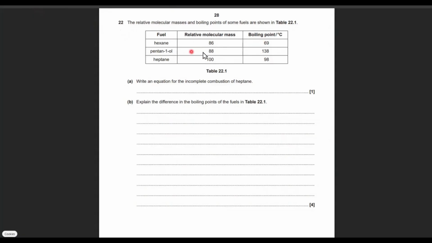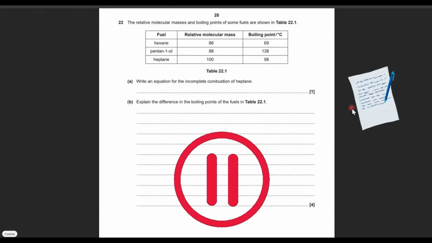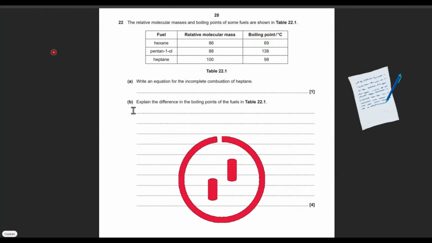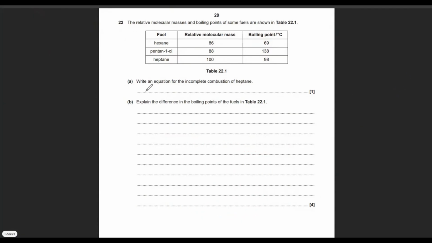The relative molecular masses and boiling points of some fuels are shown in table 22.1. We've got hexane, pentane, 1-ol, and heptane. Write an equation for the incomplete combustion of heptane. Explain the difference in the boiling points of the fuels in table 22.1. Why don't you press pause on the video, grab a pen, grab some paper, have a go at this one, and then I'll go through how to get all 5 marks. Let's get into it.